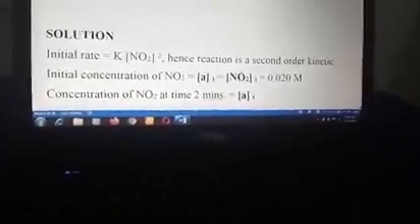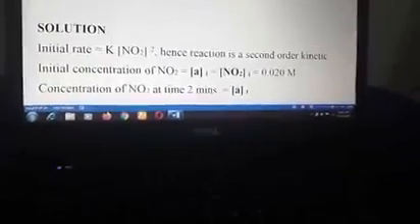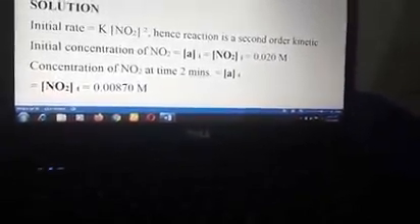Initial concentration of NO2, which is A_I, replace the A with NO2, that gives [NO2]_I is 0.02, given to us in the equation. Concentration after time, the time is given to us already, 2 minutes, is A_T. So we replace the A with NO2, that gives us [NO2]_T, which is given to us also as 0.00870 mole per dm cube. The time is 2 minutes.